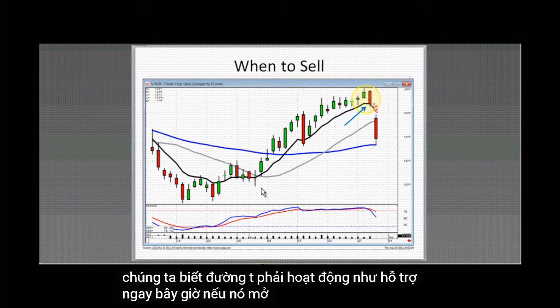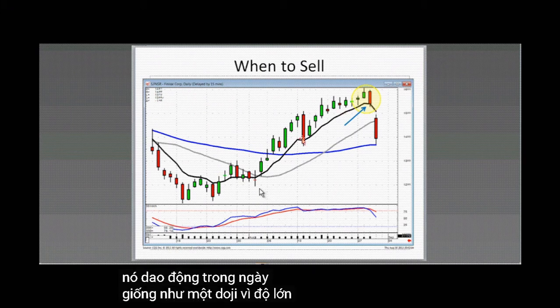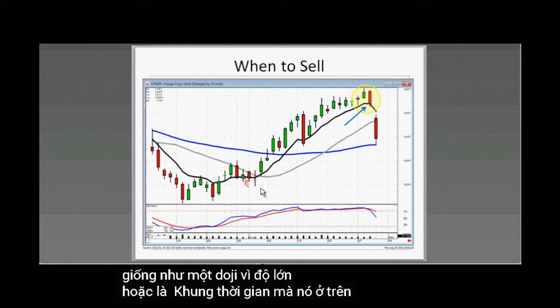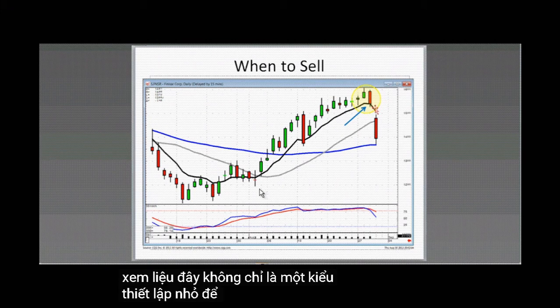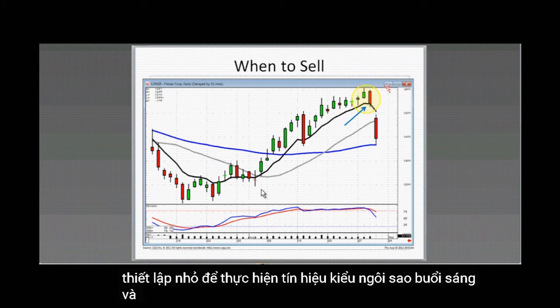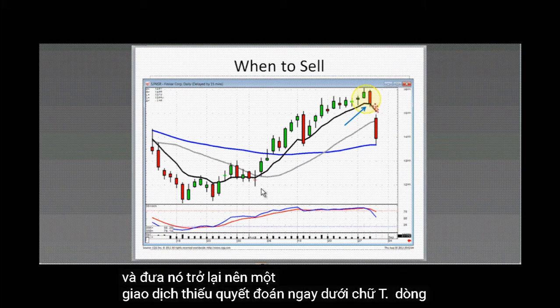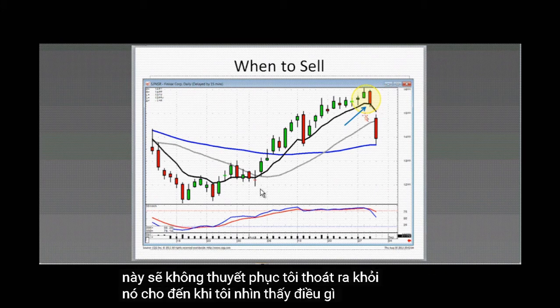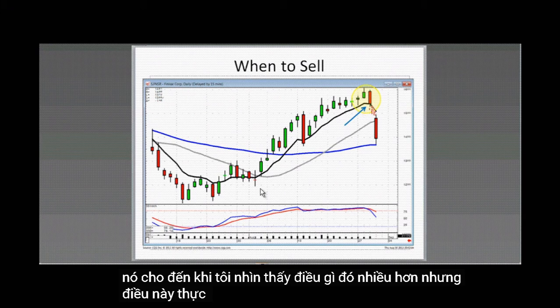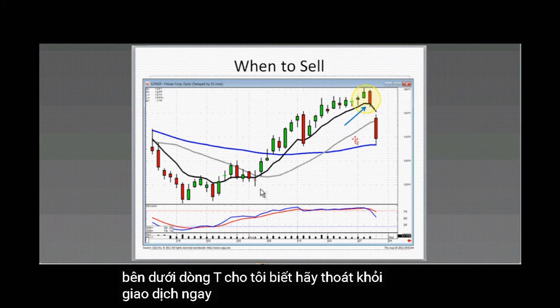Now, if it opened right here, and it kind of wobbled around during the day and did kind of a doji, because of the magnitude or the time frame that it stayed above the T-line, I'd give it one more day to see whether this wasn't just a little setup to do a Morningstar type signal and take it back up. So a little indecisive trade just below the T-line isn't going to convince me to get out of it until I see something more. But this was substantial. This was a gap down below the T-line. That told me get out of the trade immediately.